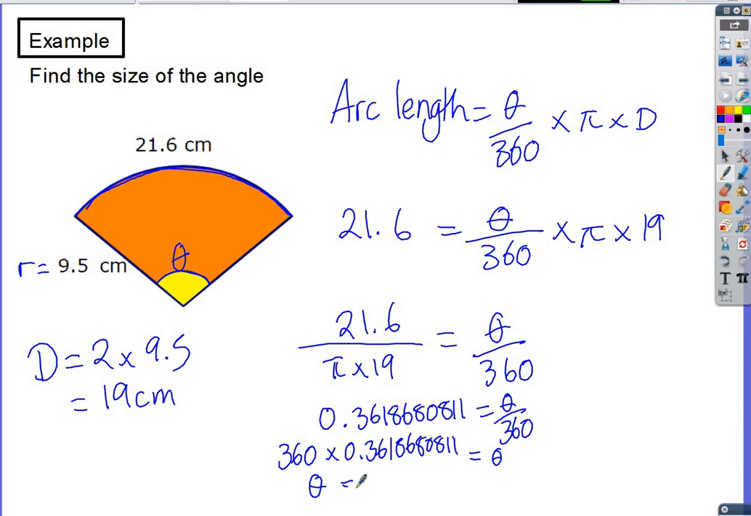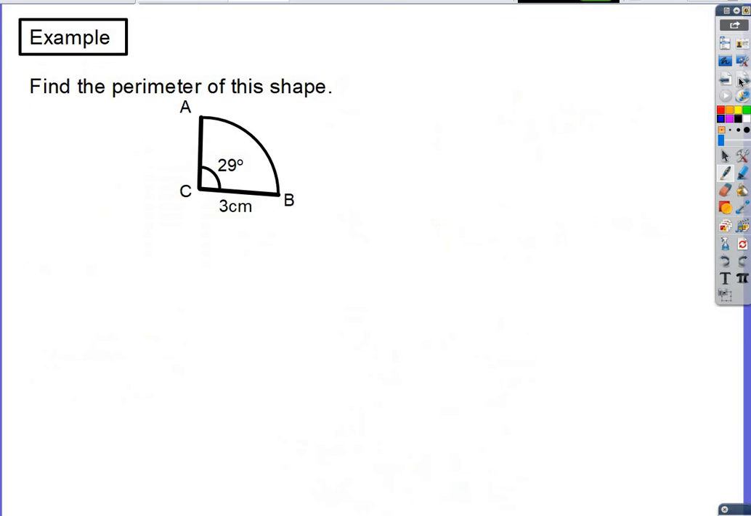So theta is equal to 130.2725092. So theta is equal to 130.27 to 2 decimal places. And there is one more question then for you to write into your book.